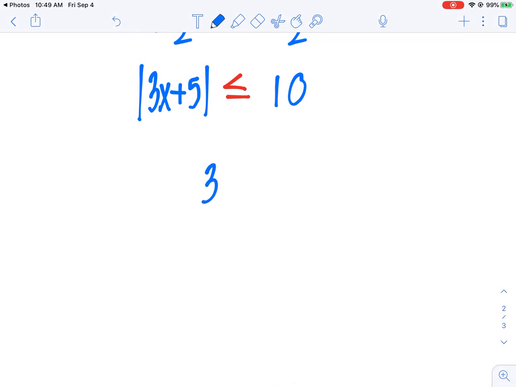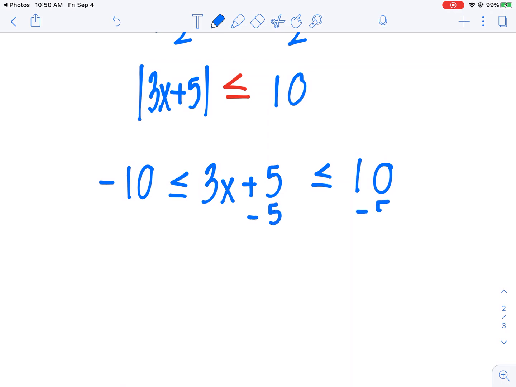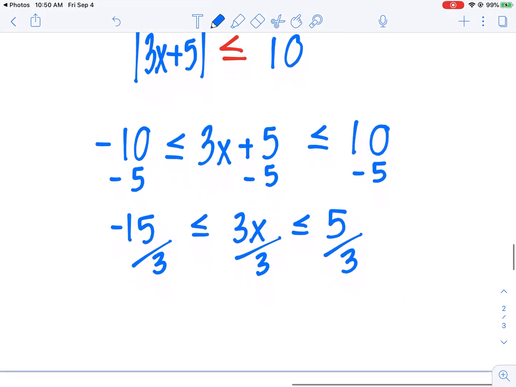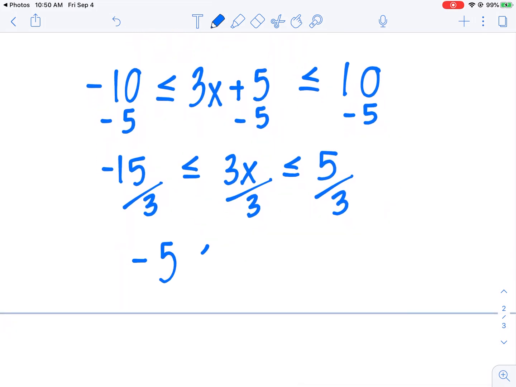So it's saying my u value, what's in between, will be sandwiched in by negative 10 and 10. We have a compound inequality. Let's solve. Move that 5 from each side, so you get negative 15. Now we have to get rid of the 3. I'm dividing by positive 3. No need to flip. Do get a little fraction, that's okay.